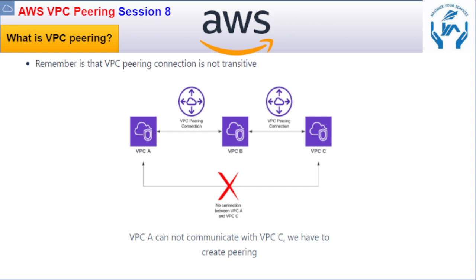Another thing to remember is that a VPC peering connection is not transitive. What does transitive mean? If you have VPC A and VPC C, then VPC A cannot communicate with VPC C unless you created a connection and configured peering. Otherwise, let's suppose you have paired VPC A with VPC B and VPC C with VPC B. Don't think that because A and C are both connected with B, VPC A can communicate with VPC C. It's not possible. You have to make another pair between them.